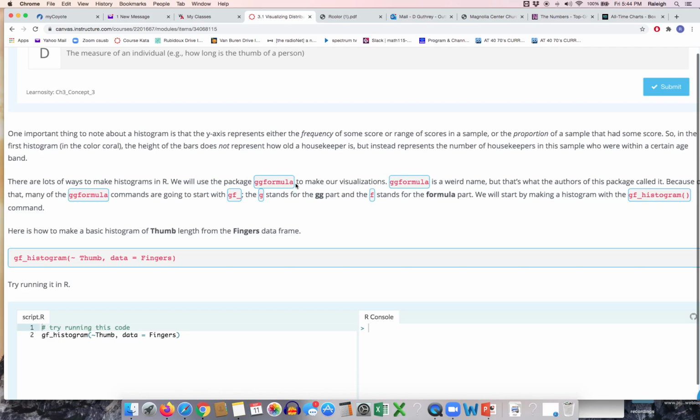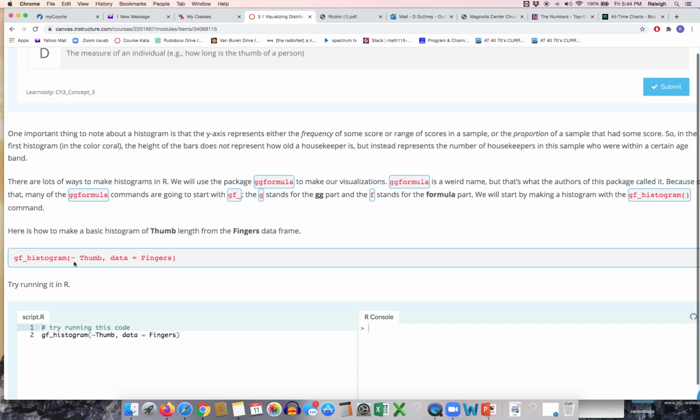So they have a command called gg formula. They didn't tell you where it came from. It's just what they decided to pick. So not easy to remember, I guess. But then we also have gf as a formula command. So we don't really care about this part too much, but we do have gf underscore histogram with something in parentheses, and that's basically a histogram command.